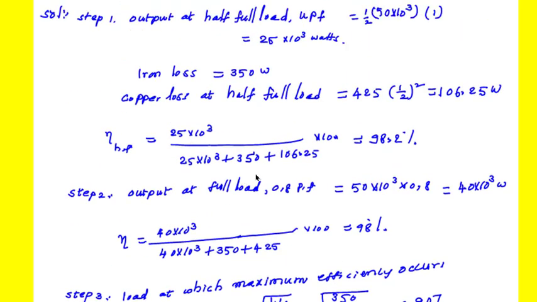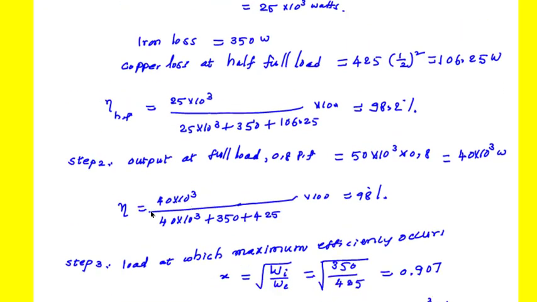We use that data as it is. So that is output power 40 kilowatts divided by 40 kilowatts plus iron loss 350 watts plus copper loss, full load copper loss is 425, into 100, then we get 98% as the efficiency.